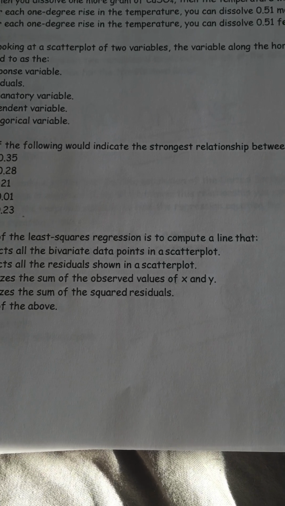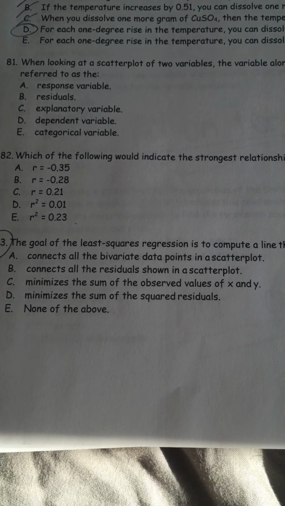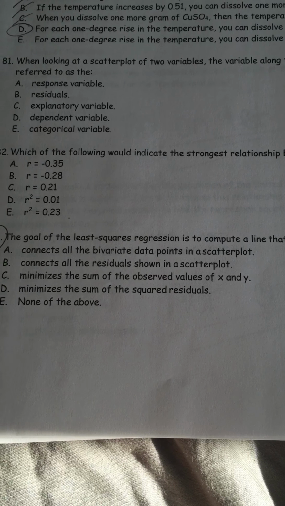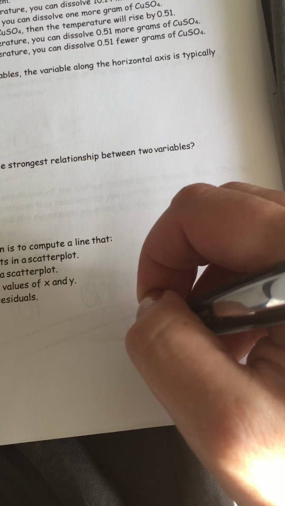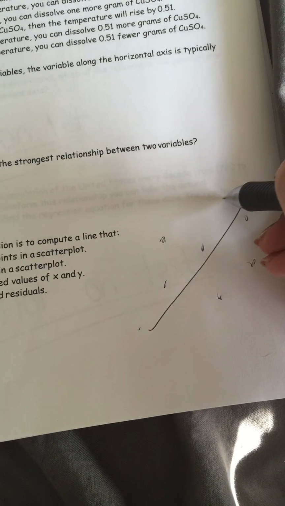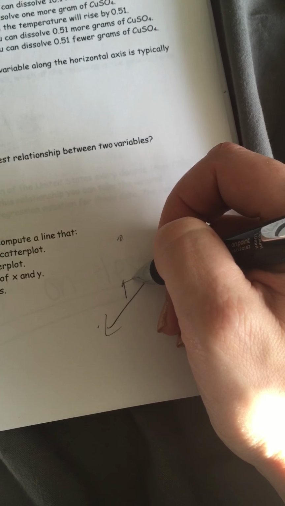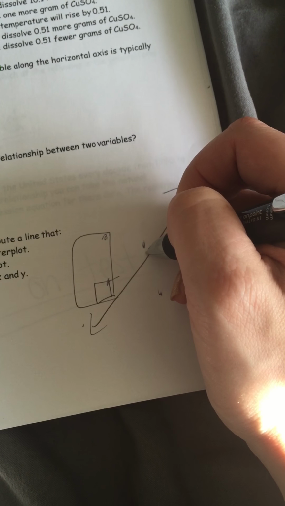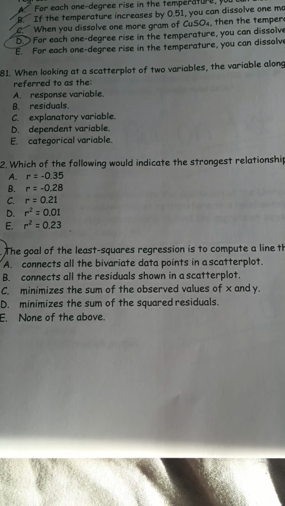53. The goal of the least squares regression is to compute a line that, well, least squares regression is a line that minimizes the sum of the squared residuals. So if we have our scatter plot and we draw our line, the goal of the line is to make it so that when we draw the squares of our residuals, we make the smallest squares possible. That means that the correct answer is D as in dog.